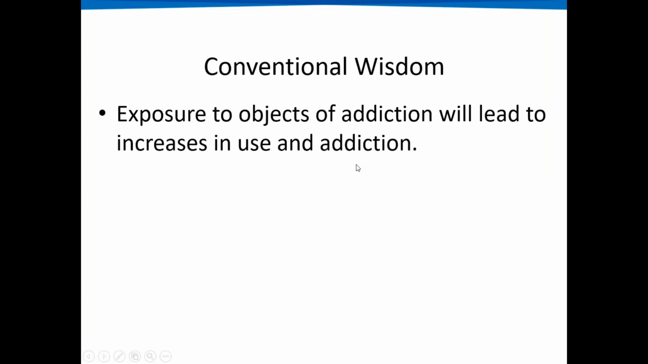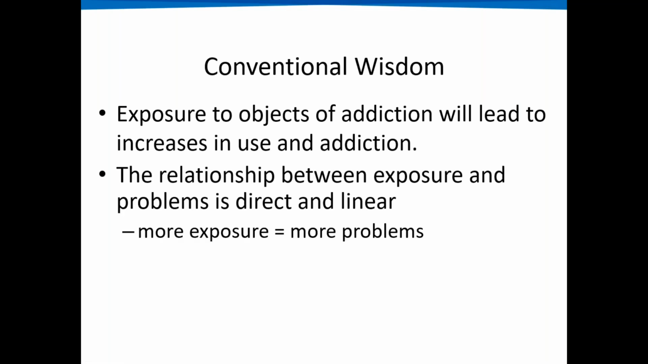The most straightforward view is that exposure ought to increase rates of problems, and that more exposure ought to lead to more problems. And some research finds such a relationship. For example, the National Gambling Impact Study Commission reported early on that having a casino within 50 miles of one's home elevates your risk for experiencing a gambling-related problem.